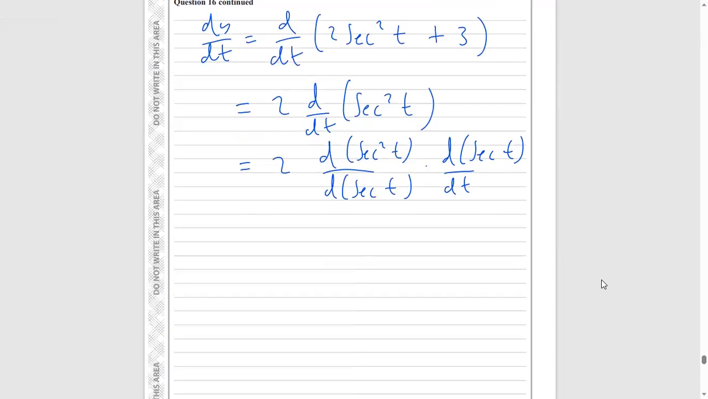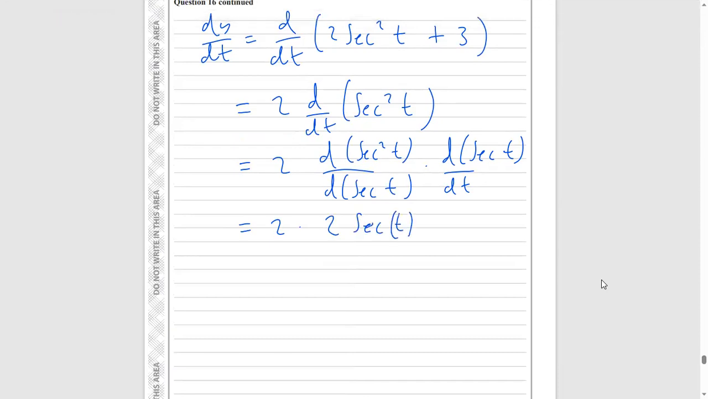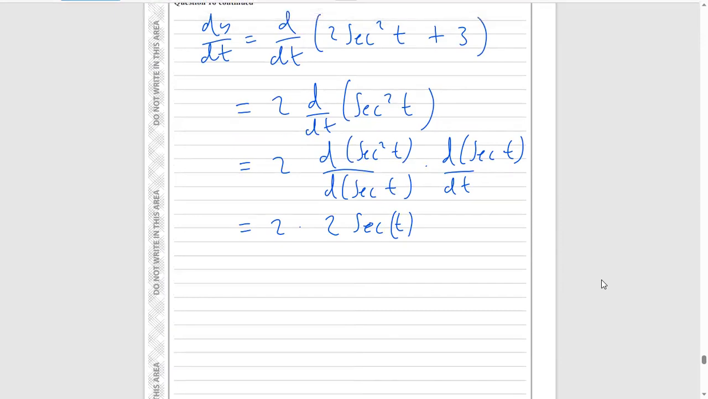Okay, so differentiating sec squared t with respect to sec t, that's just going to give us 2 lots of sec t. So 2 times 2 sec t. That's because if you differentiate x squared with respect to x, you get 2x. So differentiating sec squared with respect to sec, you get 2 sec. It's just using basic differentiation, that first one there.